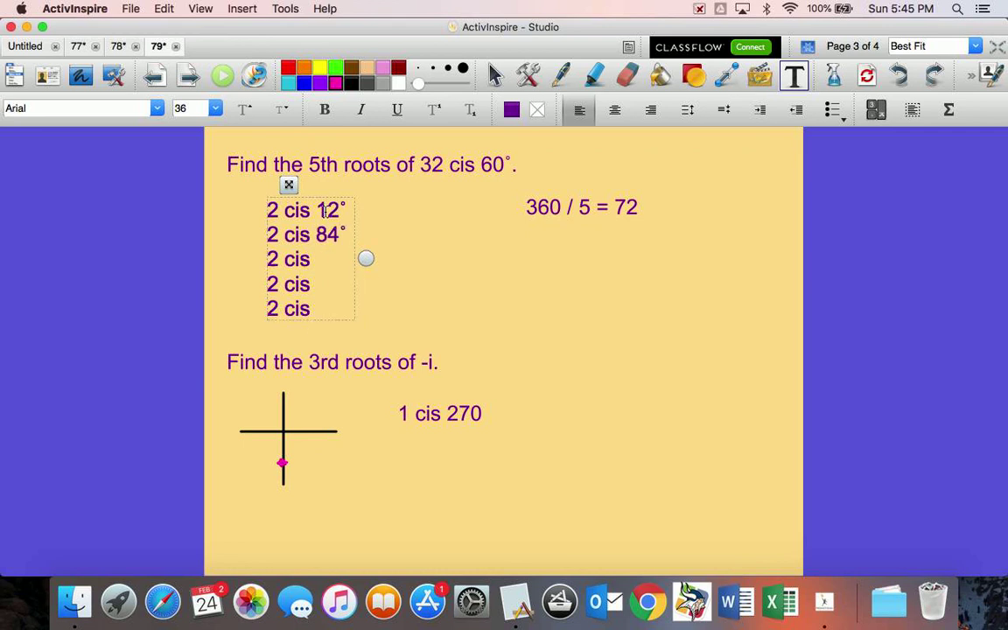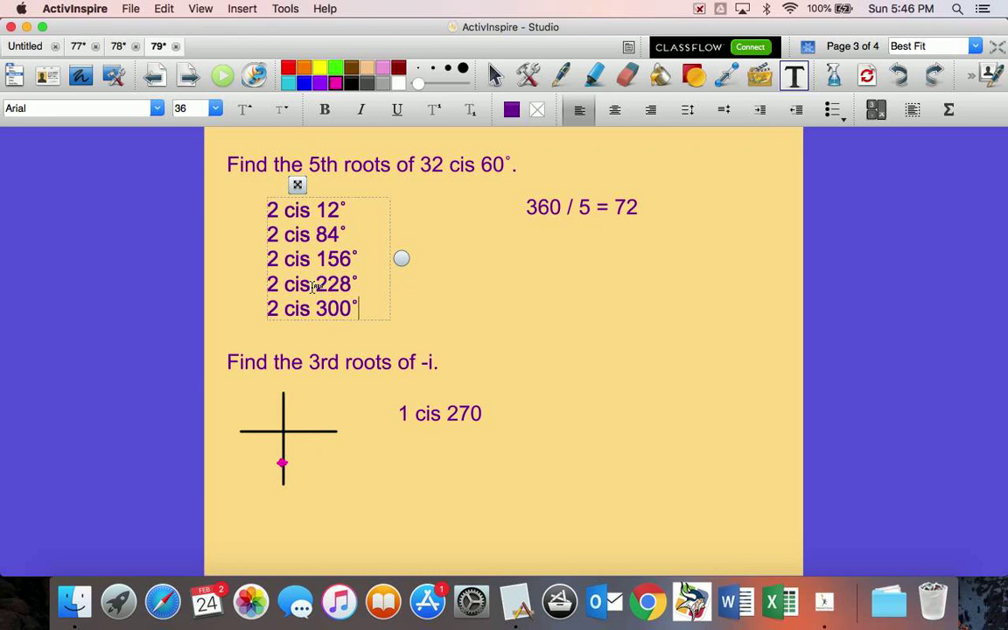84 degrees plus 72 gives us 156 degrees. From there, 156 plus 72 gives us 228 degrees, and then 228 plus 72 gives us 300 degrees.